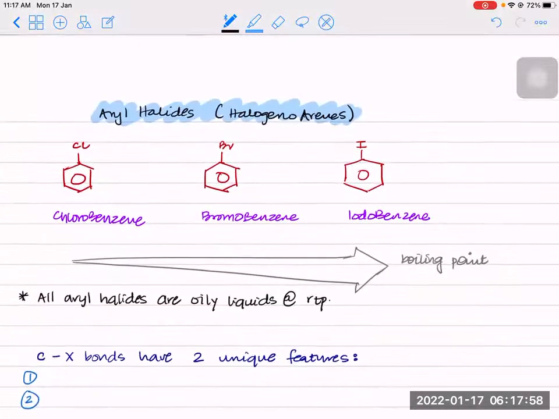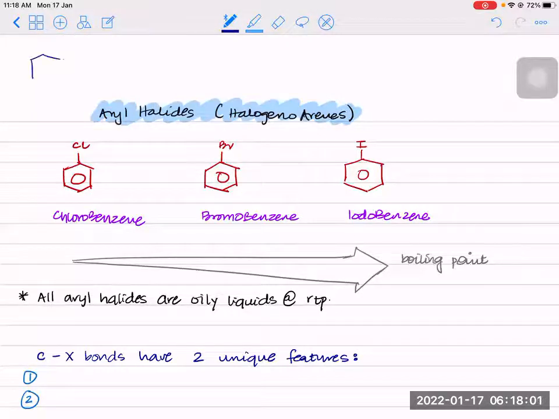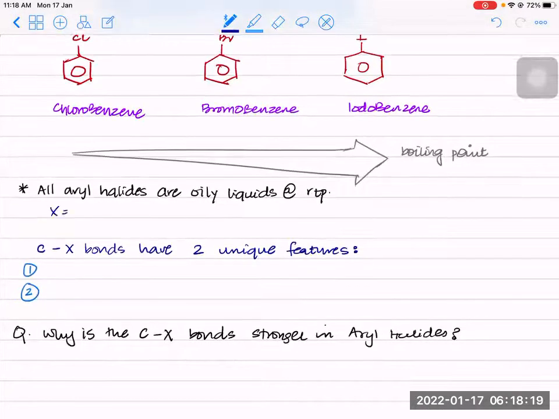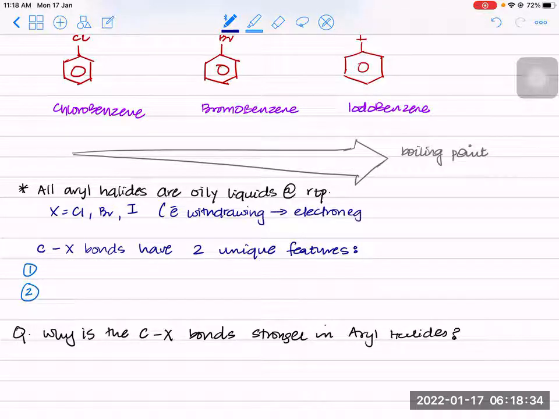If you remember, we did this in previous classes: if X is electron donating, the incoming group will go on position 2 and or 4. And if X is electron withdrawing, then it will send the incoming group on position number 3. Right here, the X is the chloro, bromo, or iodo group, and these are electron withdrawing. Why? Because they are electronegative in nature. So the incoming group will go on position number 3.